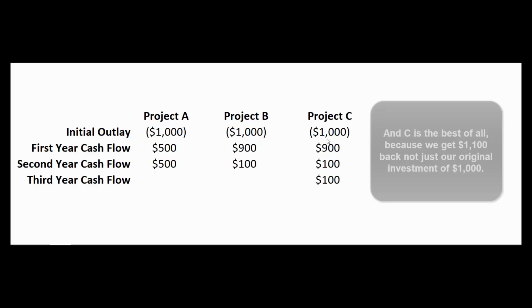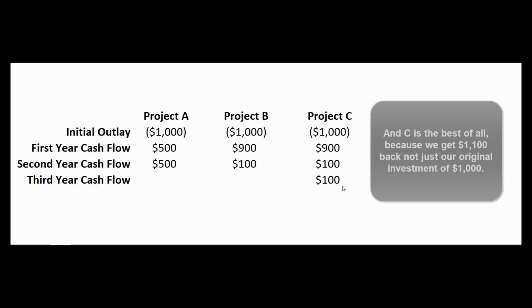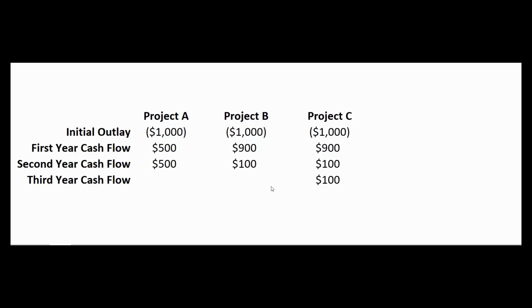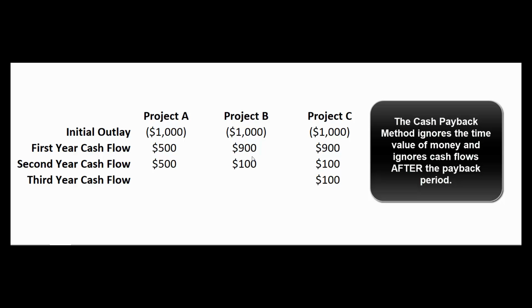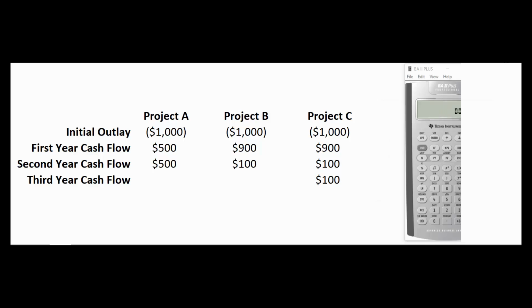C is better than all of them because not only do we get our money back faster, but there's a cash flow that occurs after we get our cash back. So the two problems with the cash payback method are it ignores the time value of money, that we'd rather have our money sooner rather than later, and it ignores any cash flows after the payback period. The last problem is, suppose the company says you have to get your money back within 1 year or 2 years or 3 years. That's just an arbitrary number that management made up. A better way to look at it is to use a method that takes into account the time value of money and the cost of our money.